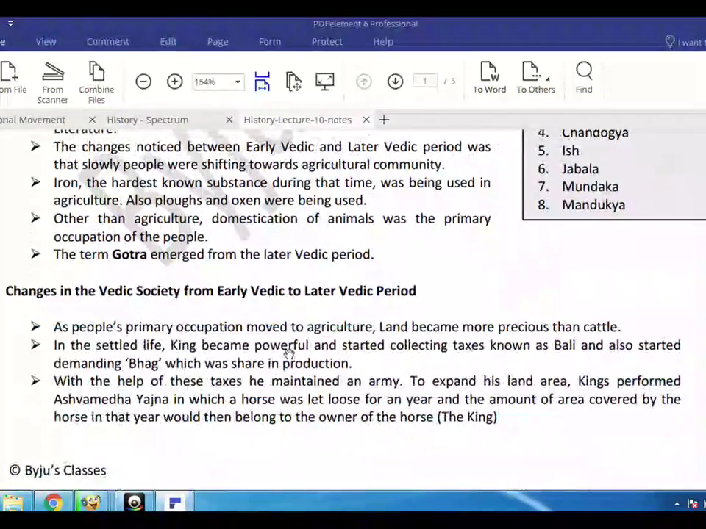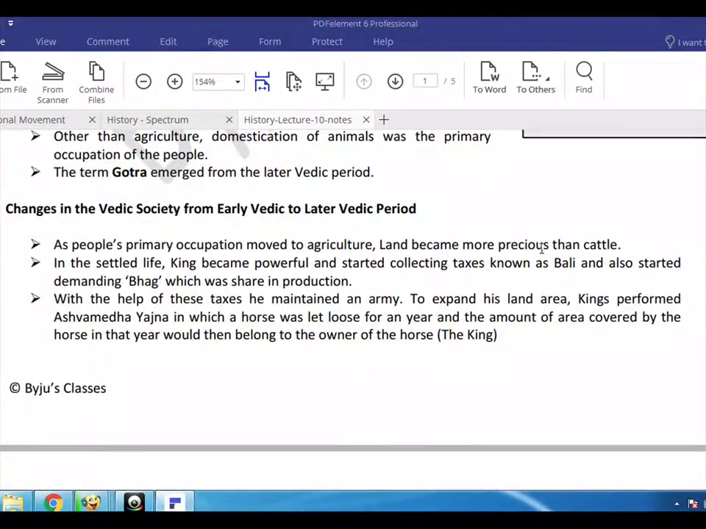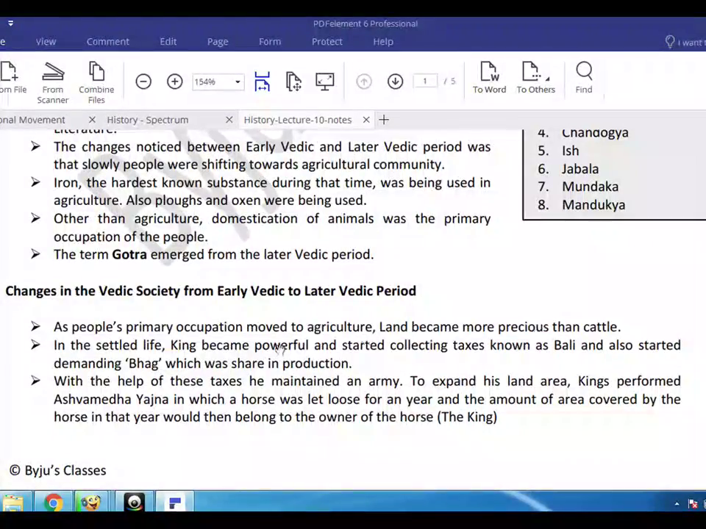Changes in the Vedic society from early Vedic to later Vedic period. As people's primary occupation moved to agriculture, land became more precious than cattle. In the settled life, the king became powerful and started collecting taxes known as bali and also started demanding bhaga, which was a share in production. With the help of these taxes, he maintained an army.